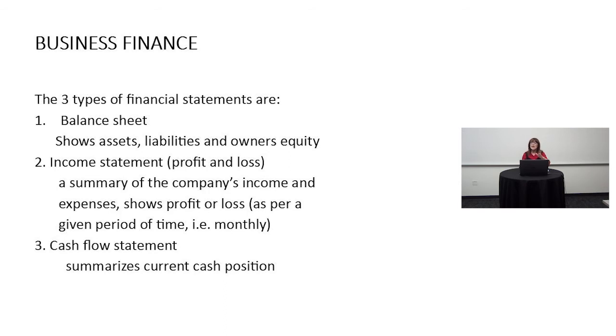Number 2, an income statement or a profit and loss. This is the favorite one. You just run your finger down to the bottom and say, did I make money? And wow, I did. It is a summary of the company's income and expenses. It shows profit or loss as per a given period of time, for instance, monthly.